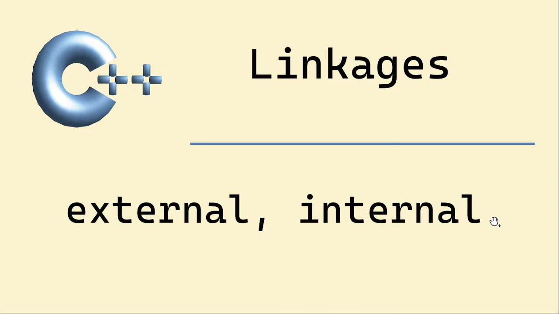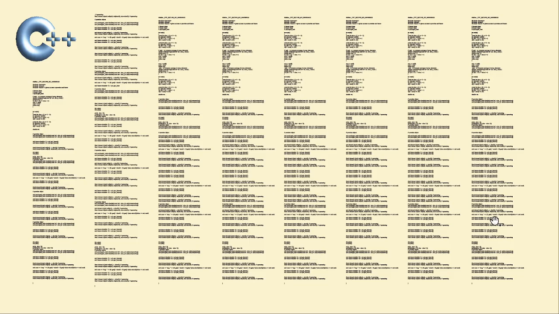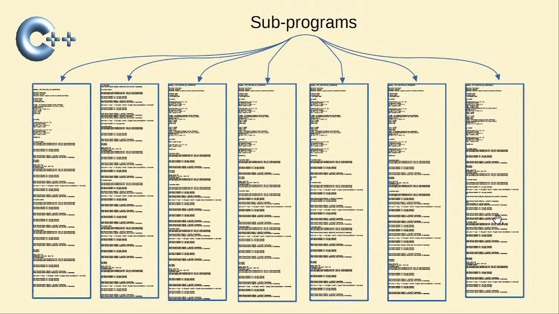Let us learn about external and internal linkage in C++. Typically, programs may have thousands, hundreds of thousands, or millions of lines of code. Organizing such code as a collection of subprograms helps to manage the software project and also to maintain it.